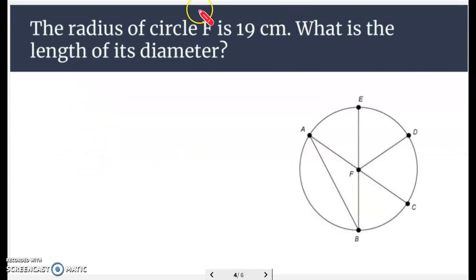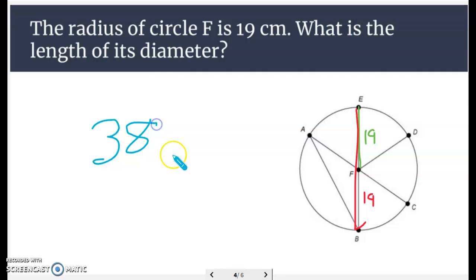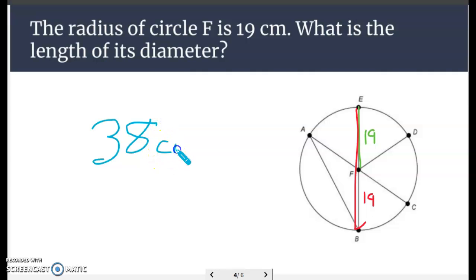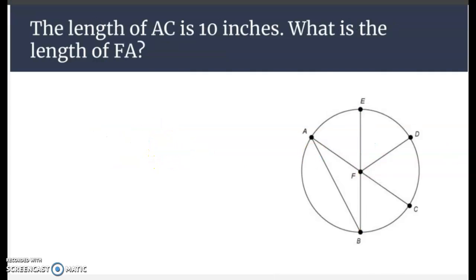Let's look at this one. It says the radius of the circle F is 19. We don't know which one it is, but it could be 19. Let's say this is right here. There's a radius. What would the length of the diameter be? Diameter here would go from one edge to the other, and on the other side it's 19. 19 plus 19 would add up to 38. So if the radius is 19, the diameter would be 38.